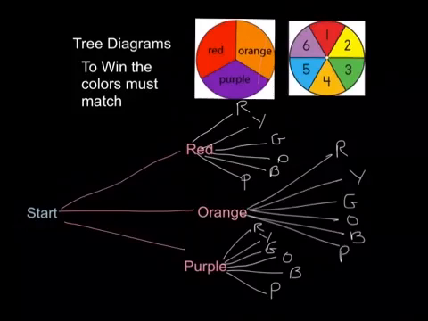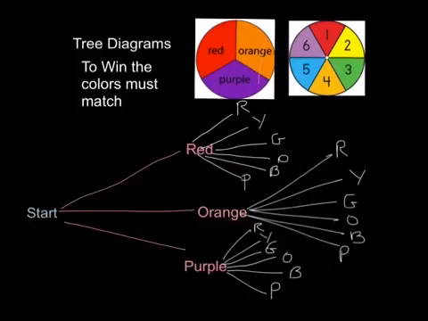So for each of those 3 things you could have gotten on the first spin, on the second spin there are 6 different colors. So I have red, yellow, green, orange, blue, and purple after each of the first colors. I only wrote the first letter to save time. You're not finished with your tree diagram until you make a sample space.